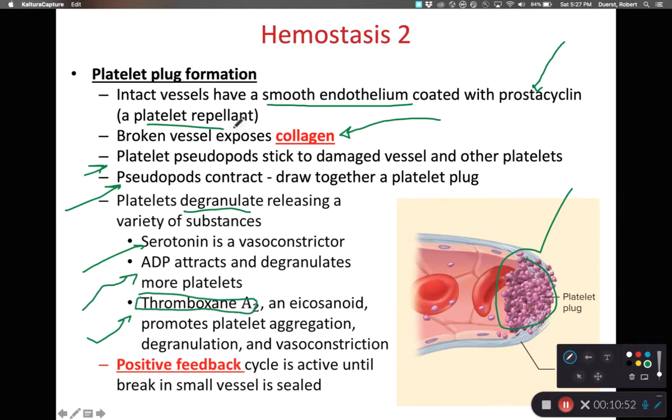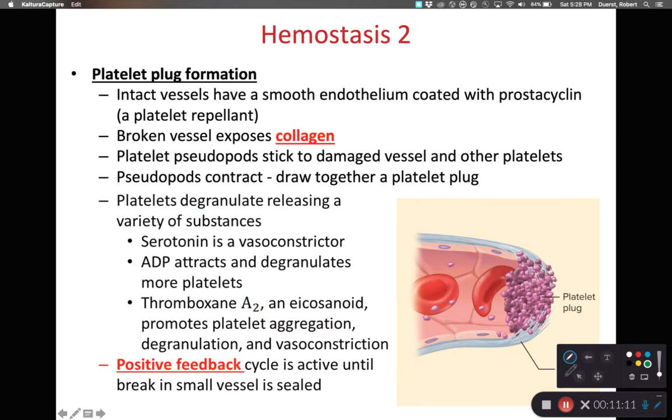So platelets sticking to each other causes even more platelets to stick to each other, which causes even more platelets to stick to each other. It's a positive feedback cycle, and we need something to break it. And to break this positive feedback cycle, we need to seal the tear in our blood vessel.